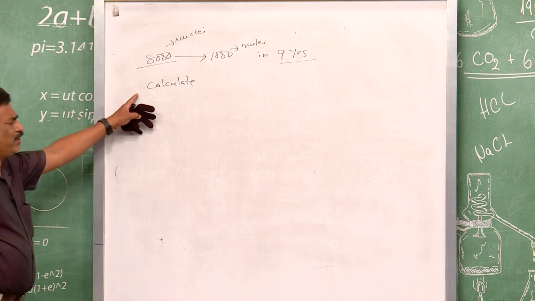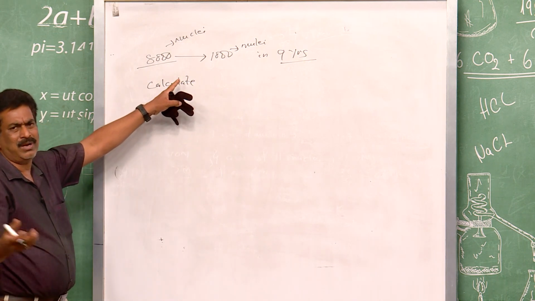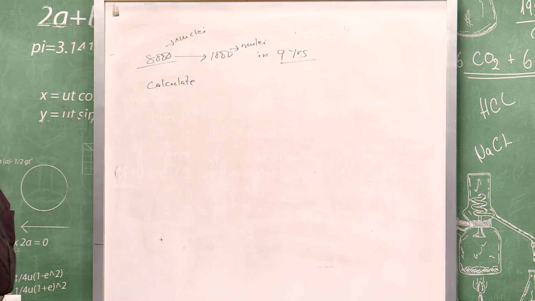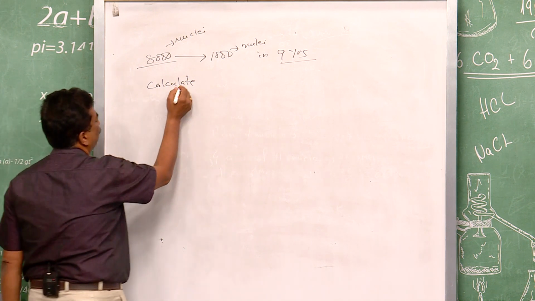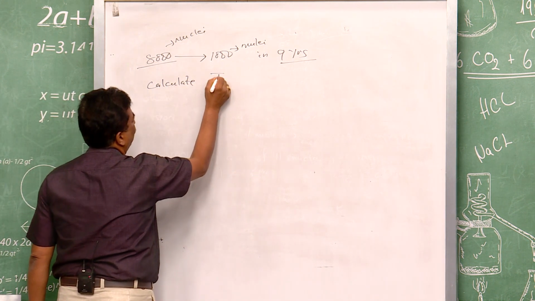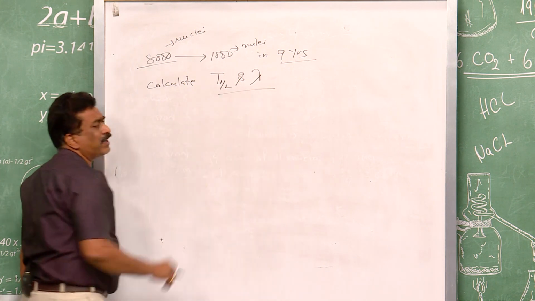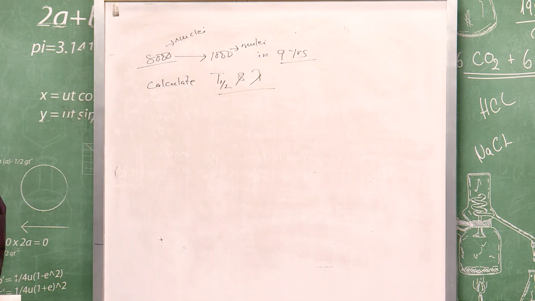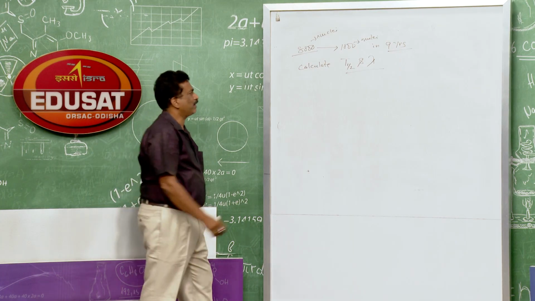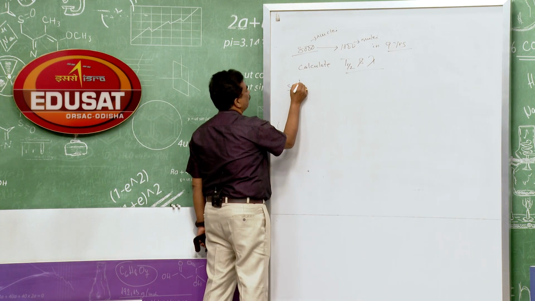So now you are, calculate. Tomorrow it will be late, but today it will be again. So calculate the half-life and the decay constant. That was the question. Have you tried? Okay, let me make the solution.